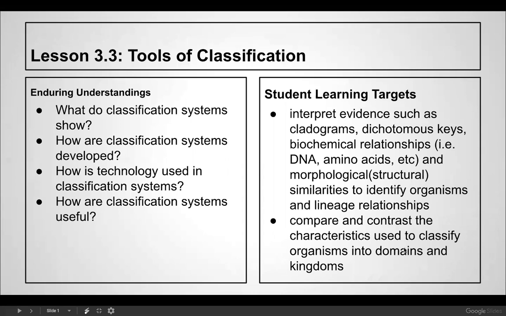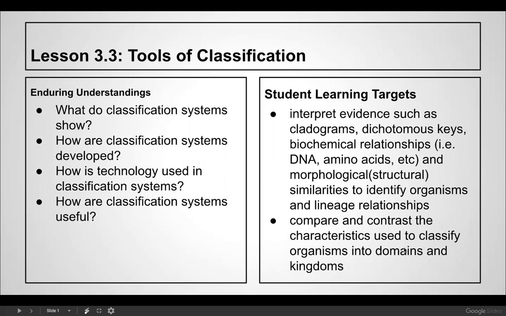Some of the things that you should be able to understand by the time you're done with this particular presentation/lesson is understanding and interpreting evidence such as cladograms, dichotomous keys, biochemical relationships, for example, the DNA and amino acids, and morphological, structural similarities to identify organisms, and lineage relationships, or following paths of similar organisms, or when they branch off and become a little different from each other.